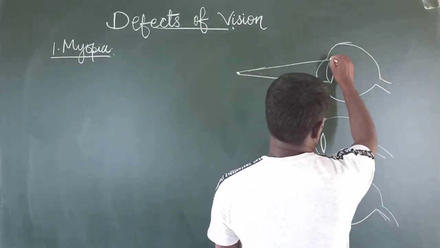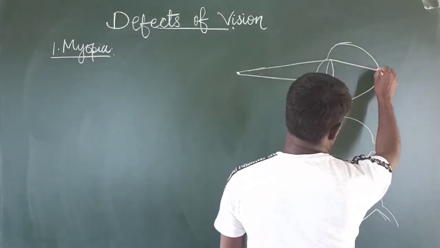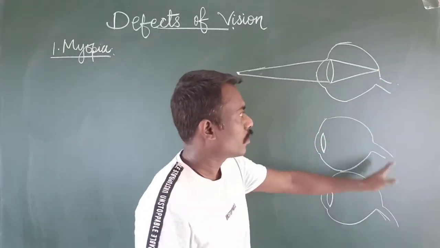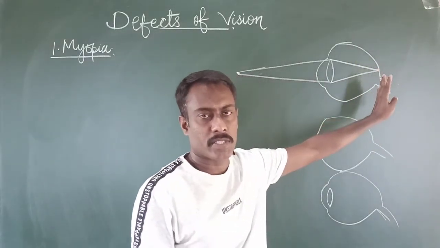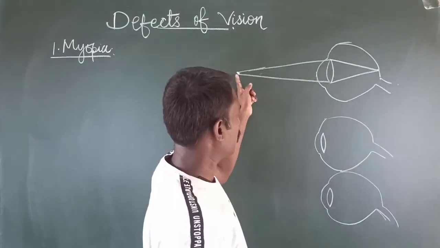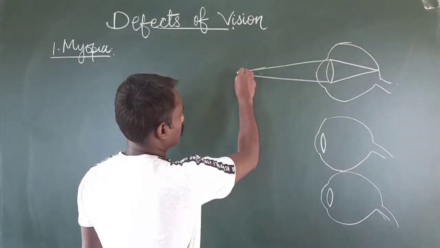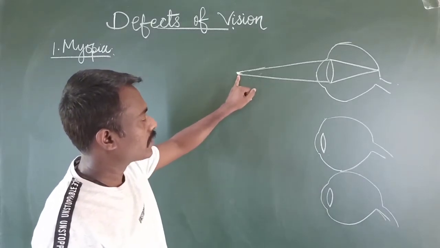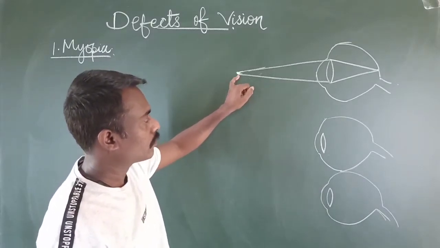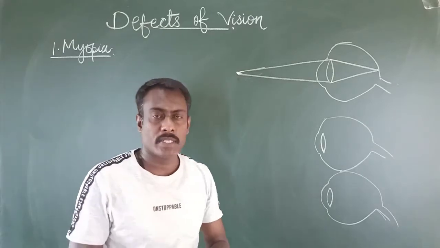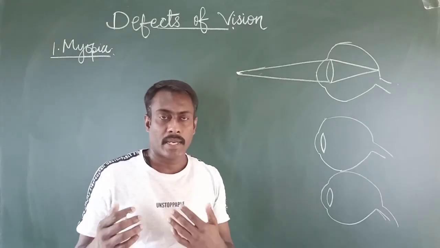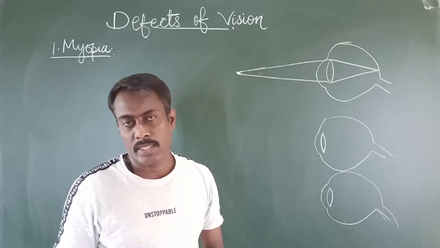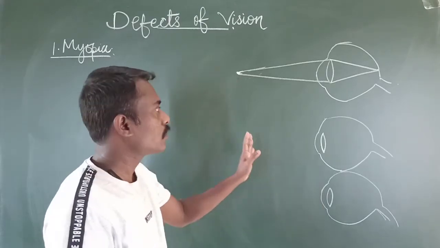These rays converge exactly at a point on the retina, which acts as a screen. These are the light rays coming from an object at the far point. The far point does not mean that it is too far; any length beyond 2 meter or 6 meter is also considered a far point for a human eye.